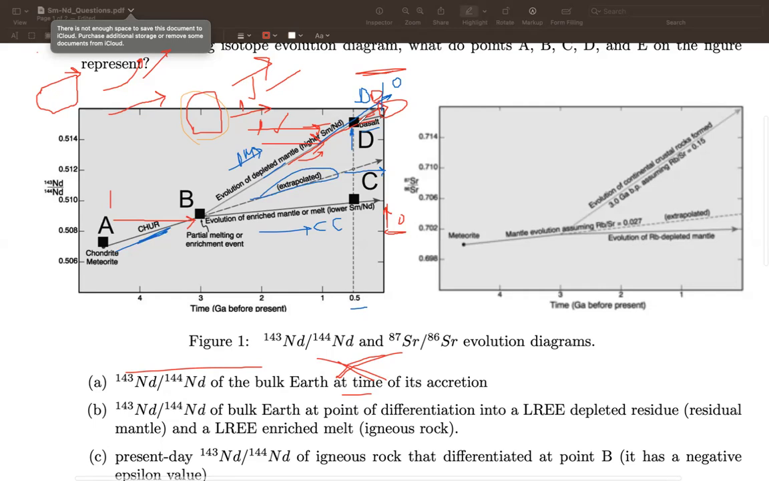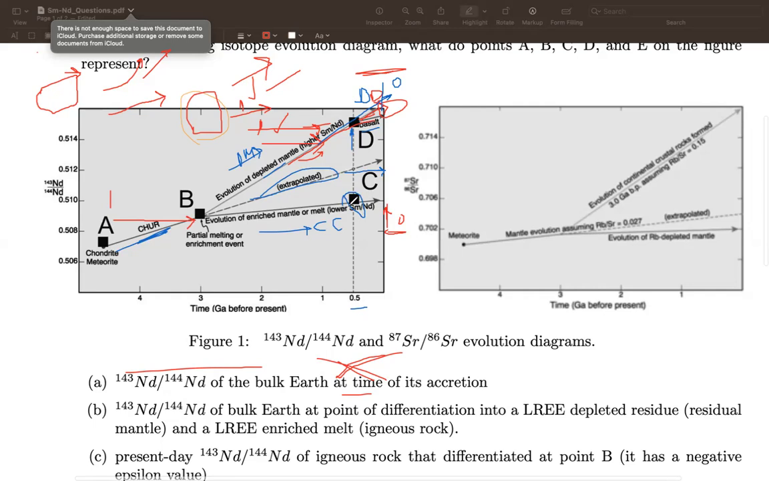So if the continental crust started to differentiate again, I mean another event, if it gave rise to another event, that means at the same age, suppose here it's mentioned as a point here, right?